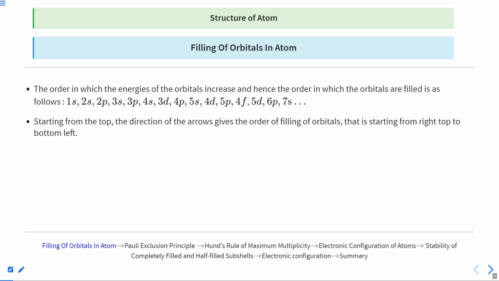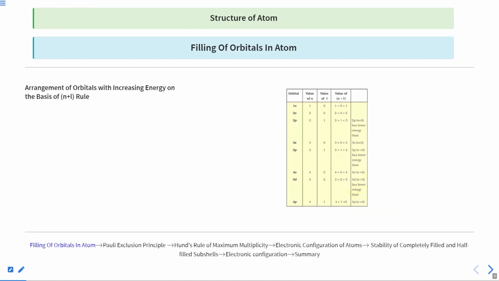As I have told you, first the 1s will be filled, then the 2s, then the 2p, and they will be filled until they are completely filled. We'll see all those things in the next part. Starting from the top, the direction of the arrow gives the order of filling of electrons, that is, from the top right to the bottom left.